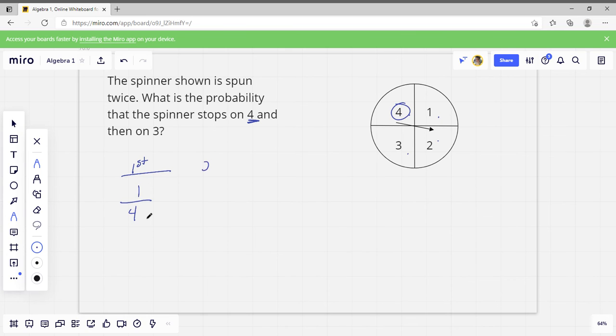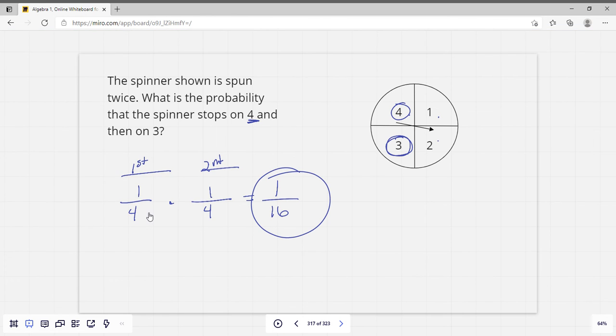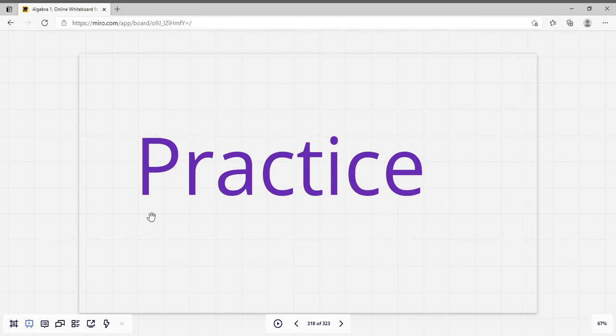Okay, our second spin, we want to land on a 3. We still have 4 total possible outcomes. There's only 1 three on the board, so that's 1 out of 4. So we multiply these, and that'll be 1 out of 16. Pretty easy. All right, pause the video and work the practice problems. There's quite a few of them, and then I'll work them for you.